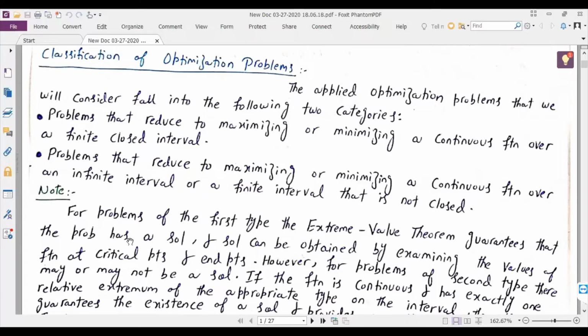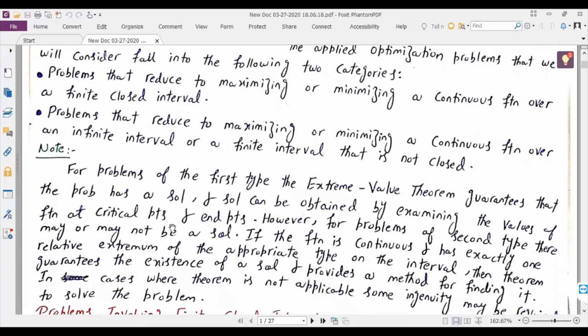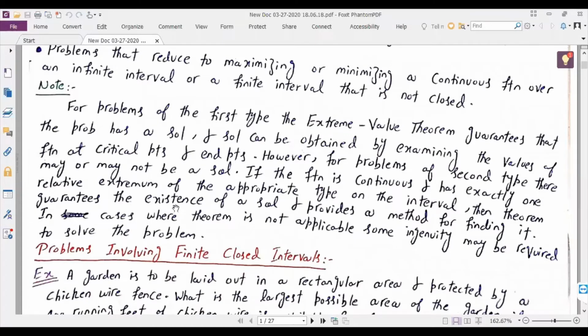So here is a small note. For problems of the first type, the extreme value theorem guarantees that a problem has a solution, and the solution can be obtained by examining the values of the function at critical points and at endpoints. However, for problems of the second type, if there is a relative extremum of the appropriate type on the interval, then the theorem guarantees the existence of a solution and provides a method for finding it. In cases where the theorem is not applicable, some ingenuity may be required to solve the problem.